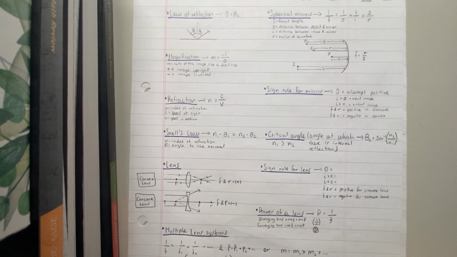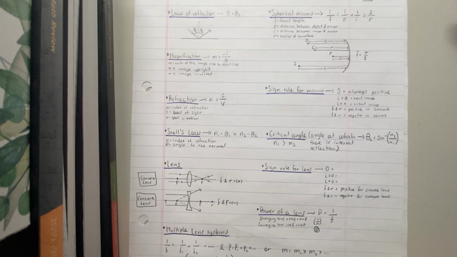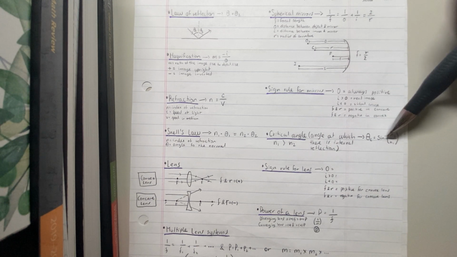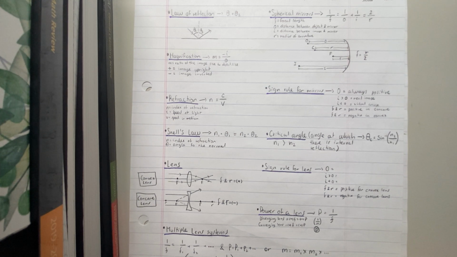And then this angle, it's a lot easier to explain when you can actually draw it, but I suggest you go and read about it or try to watch a video if it did not make sense. But the critical angle can be calculated using the inverse function of sine with n2 over n1.